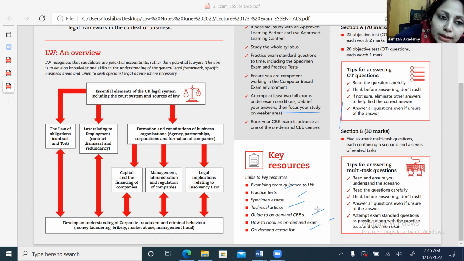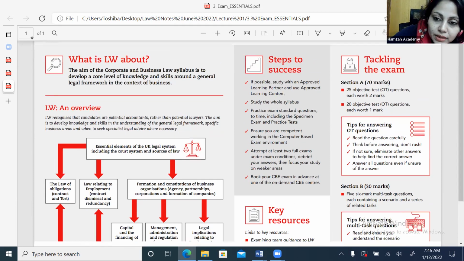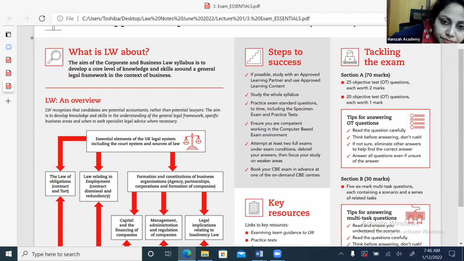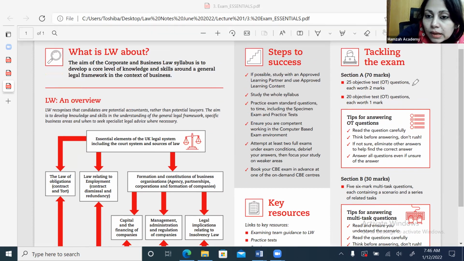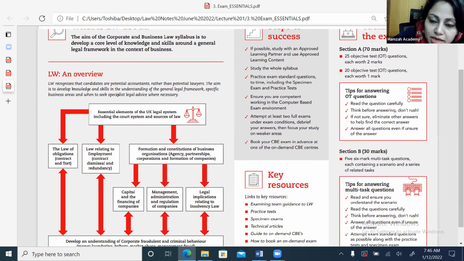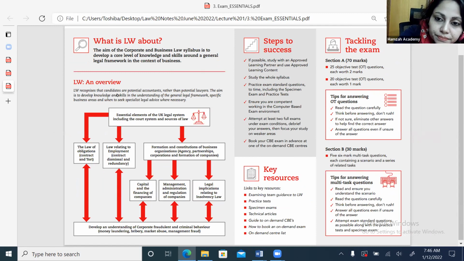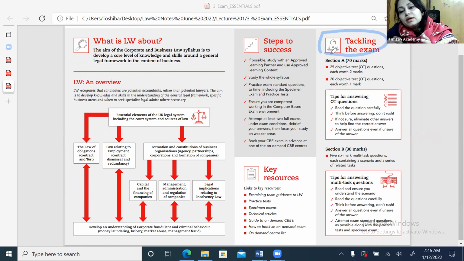Before telling you the exam pattern, okay, tackling the exam. Your exam will be a 100 marks exam divided into two parts, right? Section A and section B. That is it. I hope you can see this, tackling the exam. Okay. Your exam is divided into two sections. Your paper is a 100 marks paper divided into two sections. Section A is of 70 marks and section B is of 30 marks.